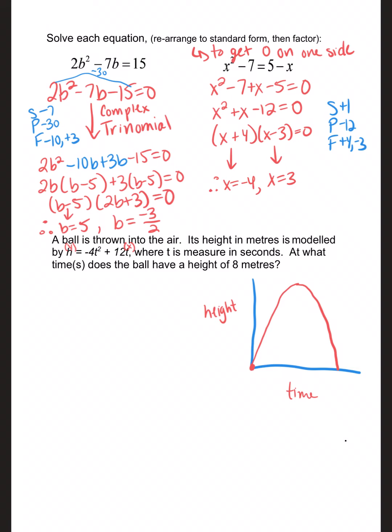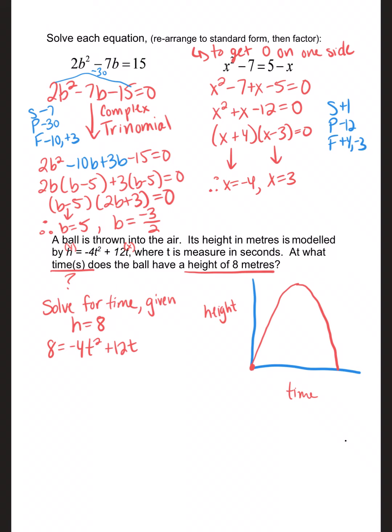So it says, at what time does the ball have a height of 8? So it's asking us for the time, right? We don't know what the time is, but it tells us what the height equals. So we're basically going to need to solve for time. Our solution is going to be time in this case, given that my height equals 8. Okay, so I'm going to sub in 8 for my height and then try to solve.